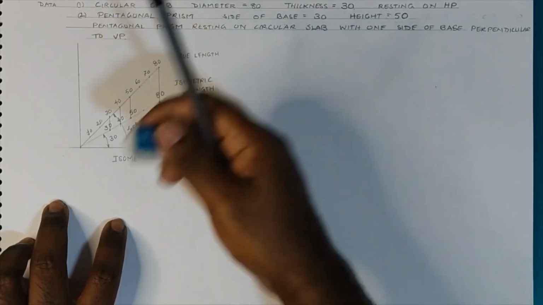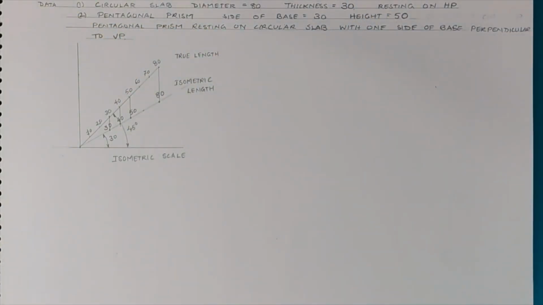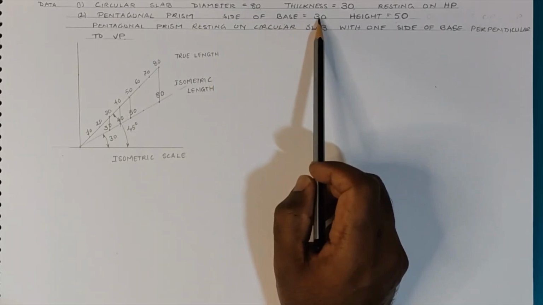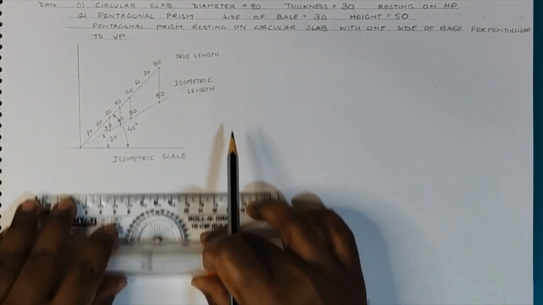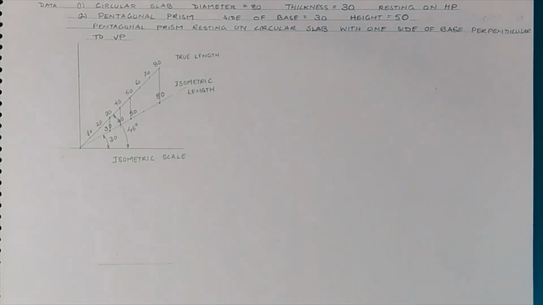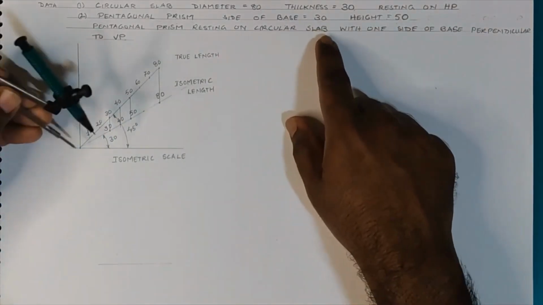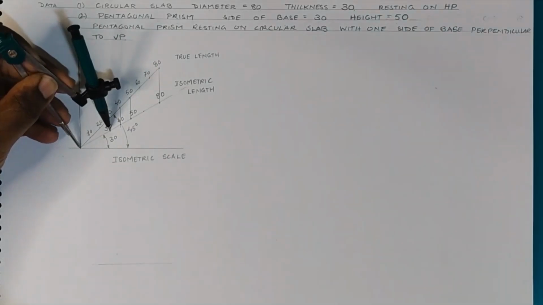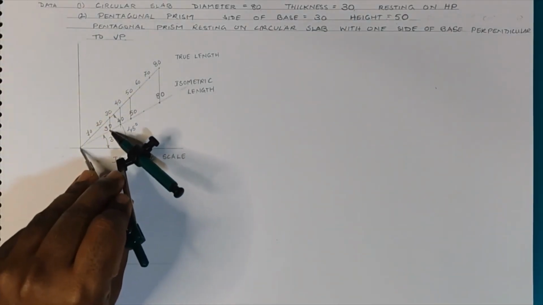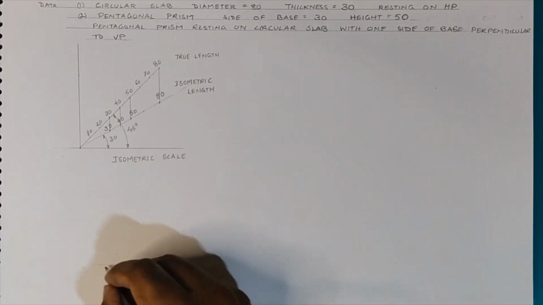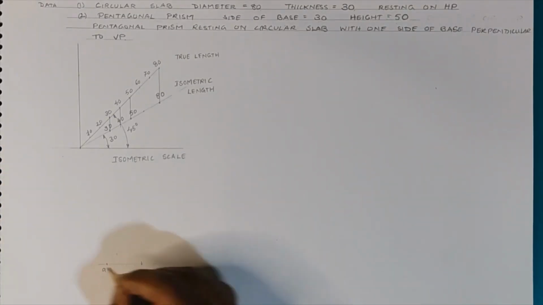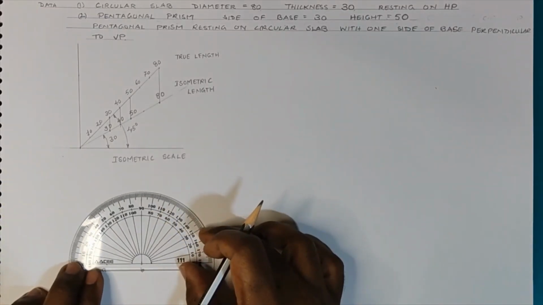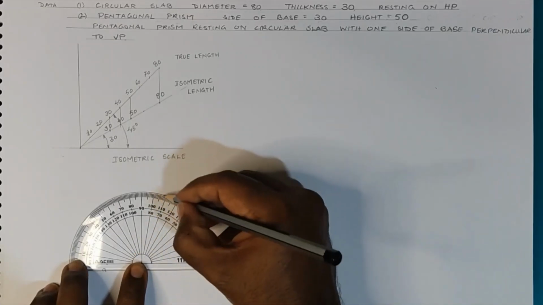Now using these isometric lengths, I'll be constructing the reference figure. So I'll be first drawing the reference figure of a pentagon. I draw a horizontal, and I take the side of the pentagon equal to isometric length of 30, and I mark this distance on the horizontal. This is point AB, which represents the distance of isometric length of 30.